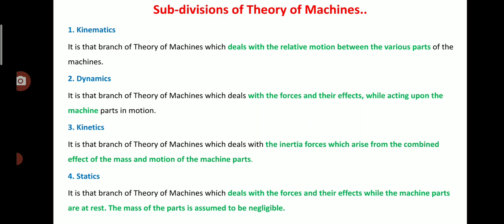So this way these are nothing but the four subdivisions of theory of machine. Number 1 is kinematics, number 2 is dynamics, number 3 is kinetics, and number 4 is statics.